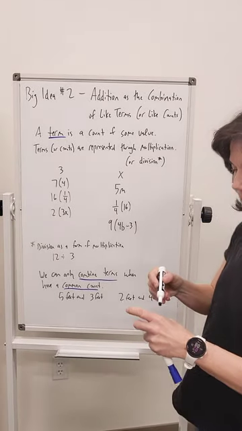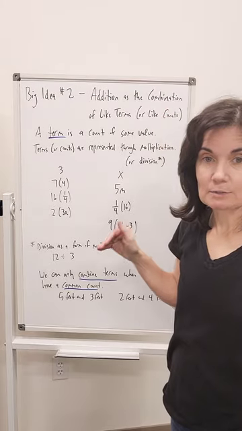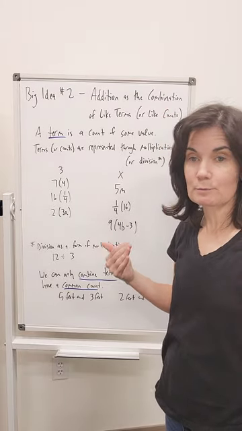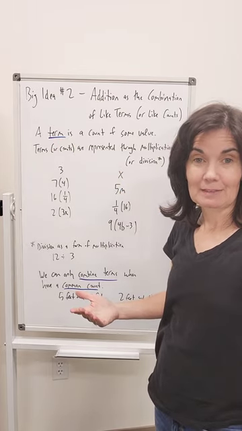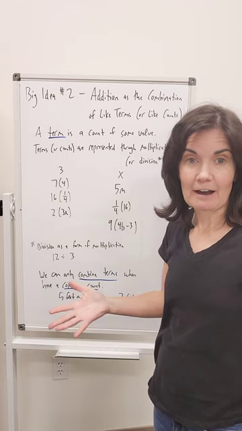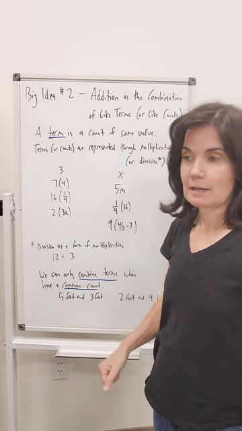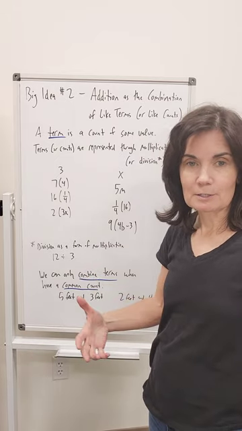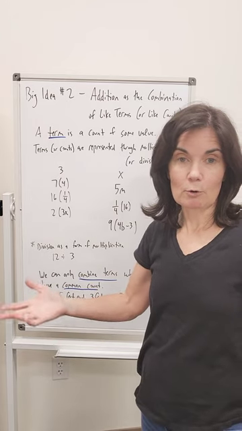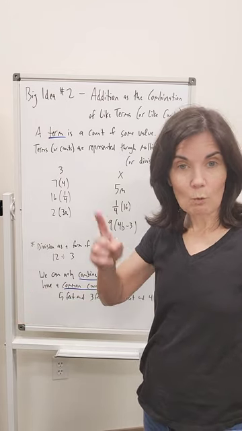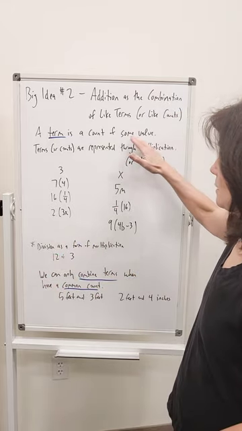Big idea number 2. Addition as the combination of like terms or like counts. A term is a count of something. If we have a number like 5, that's a term because it's 5 ones or 5 wholes. If we have 5x squared, that's a term because we're counting x squareds. If we simply have x or m or p, that's counting 1 m, 1 x, 1 p. So that's a term. A term is a count of something.